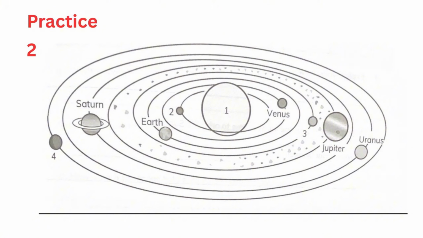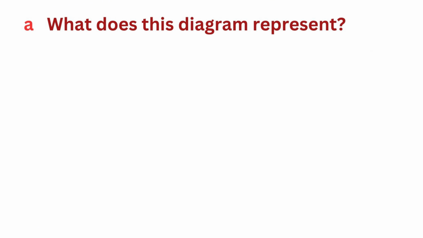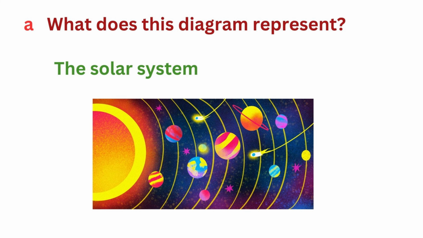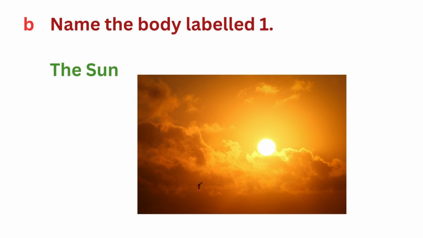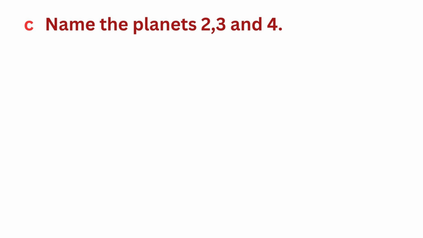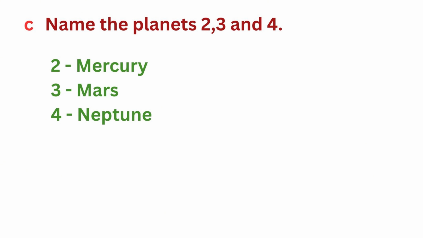Practice. Question number 2. A. What does this diagram represent? This diagram represents a solar system. B. Name the body labeled 1. This is the Sun. C. Name the planets 2, 3, and 4. 2 is Mercury, 3 is Mars, and 4 is Neptune.